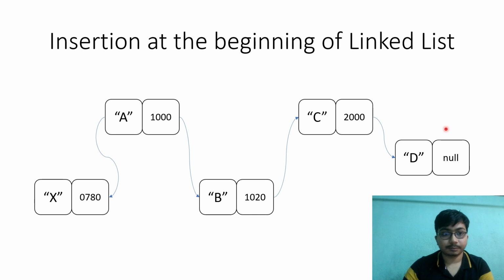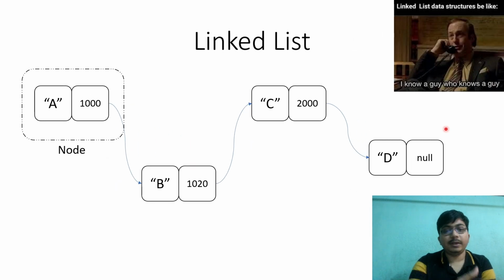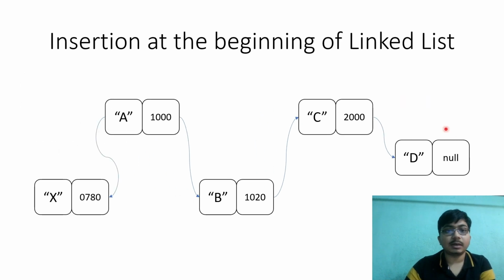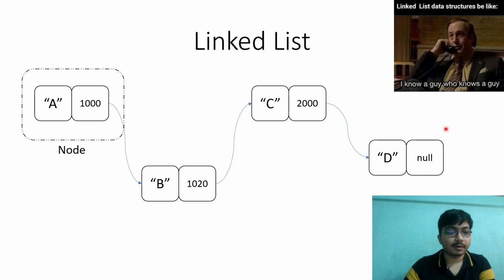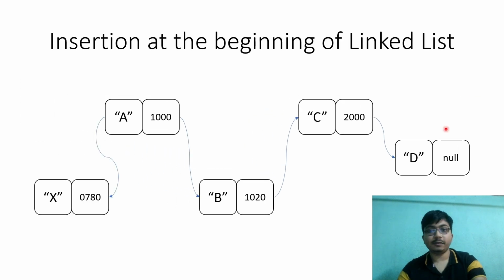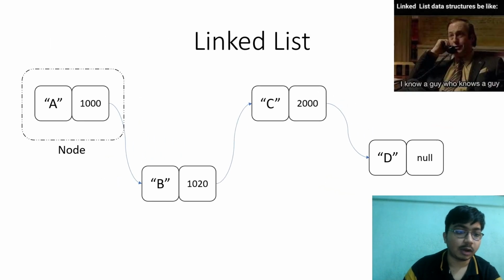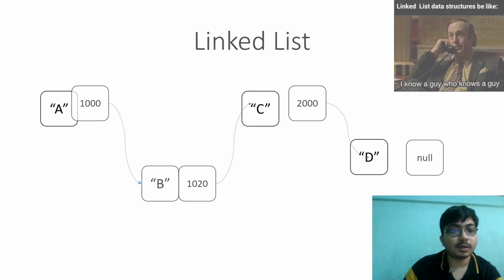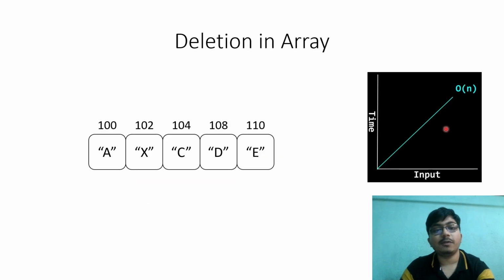Now, why did we do all of this? What is the advantage of doing it in this way? Let's say we want to insert a new element at the beginning of this linked list. How will we do that? If this was an array, then we'd have to move all the elements one step towards the left, and this would give linear time complexity.